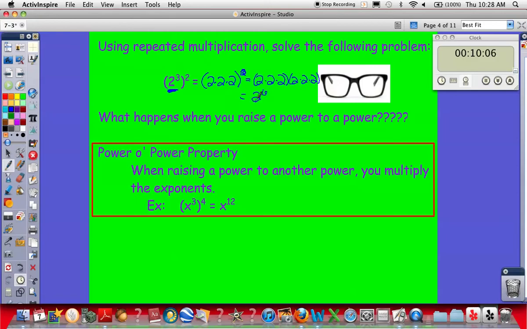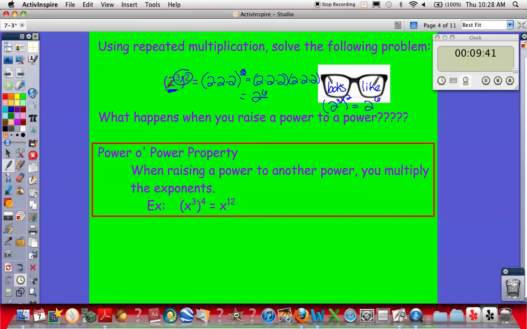2 to the 6th power. Do you notice anything? Well, here I think it looks like 2 cubed squared. This right here looks like a multiplication. 3 times 2 equals 6. So it equals 2 to the 6th power.